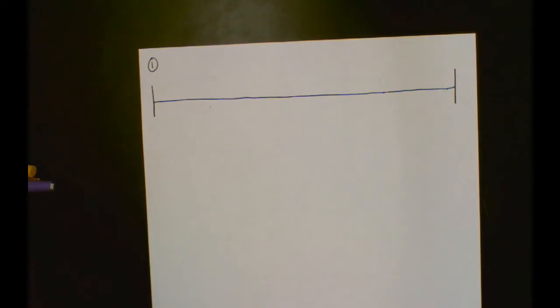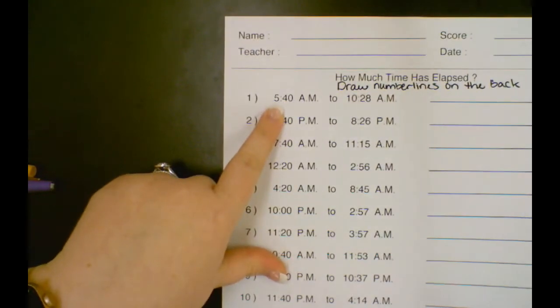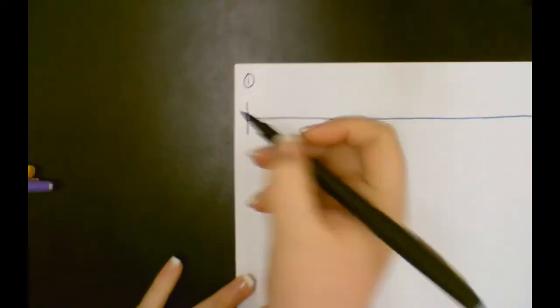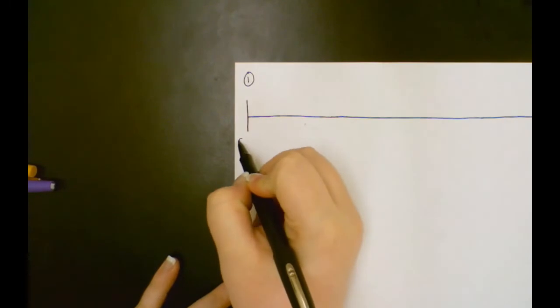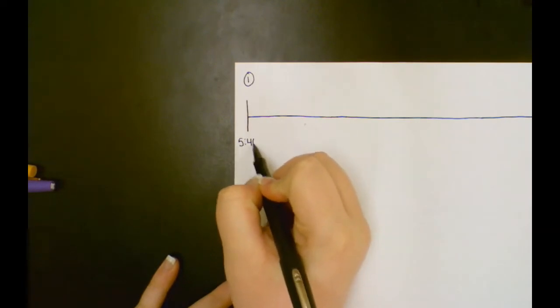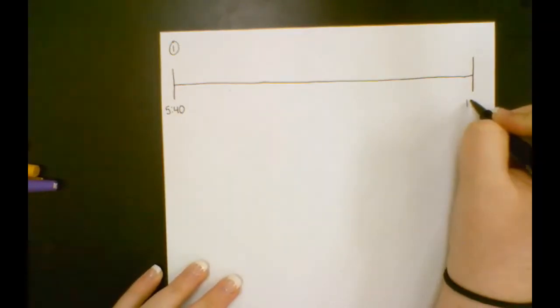The very first time, which is 5:40, is when we start. So that is what you would label here, 5:40. And then you have your end time, which is 10:28. And that is what you would label here.